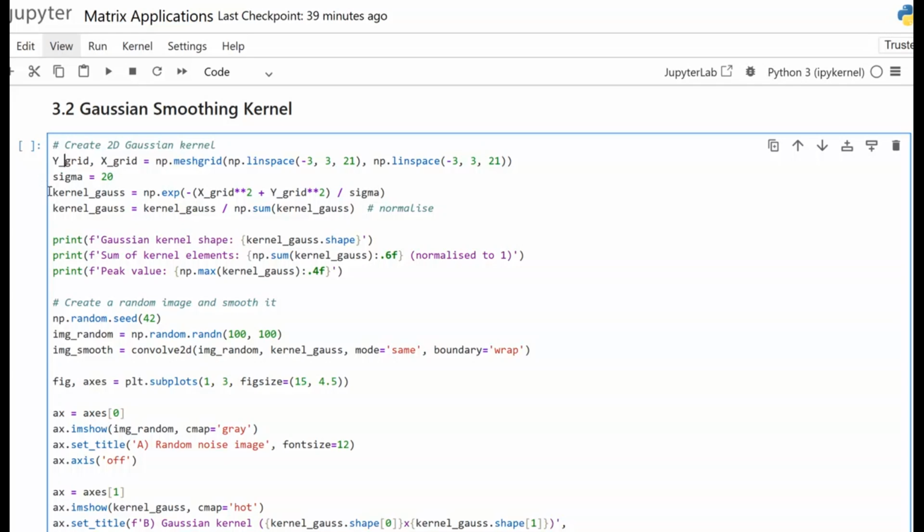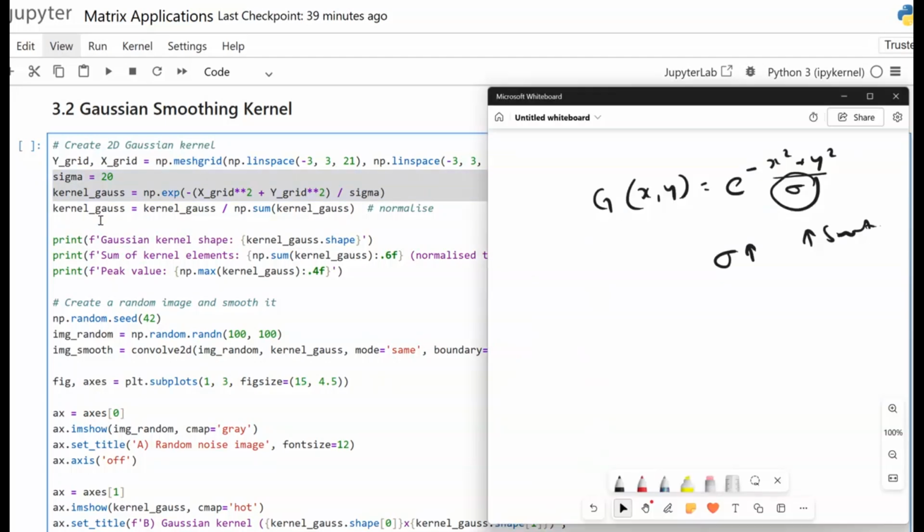Next, this is the exact one which provides the Gaussian kernel definition. So this is the exact equation which we got: g of x comma y equals e raised to the power of negative x squared plus y squared divided by sigma.